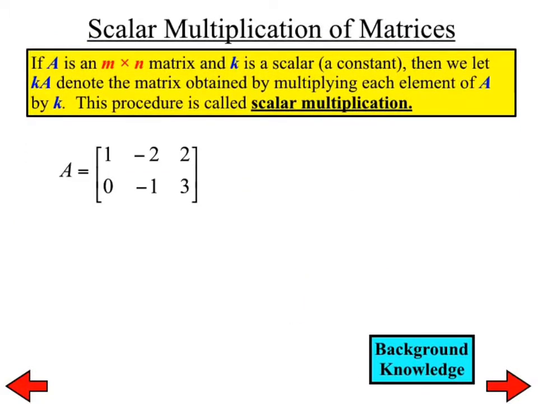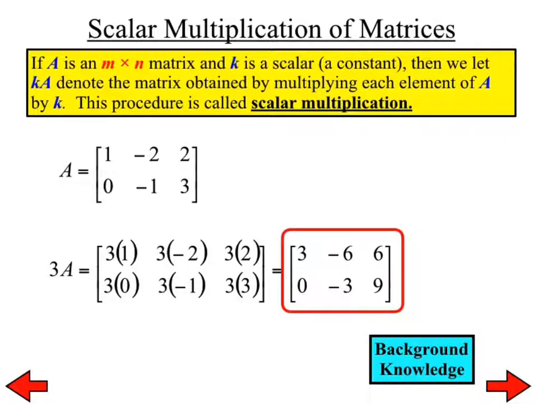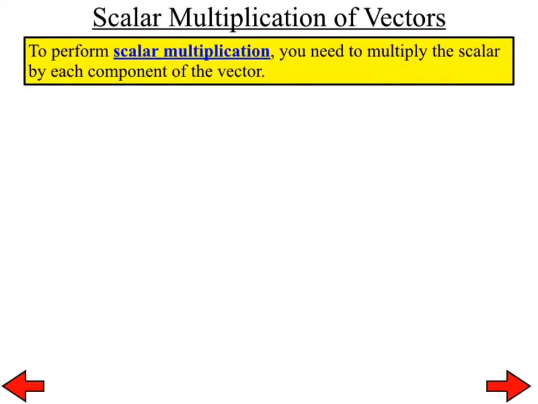And so an example of that, if we take matrix A and find matrix 3A, that means to take each element and multiply each element by that constant or that scalar, and we get a new matrix there. So the reason why I wanted to quickly review that is because that's really the same thing that you're doing when you're multiplying vectors by a scalar. So let's go to the next page in your notes.